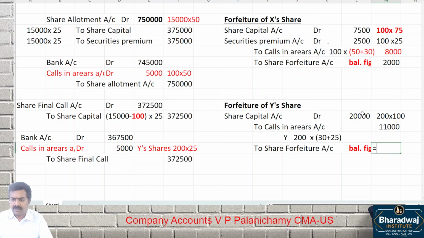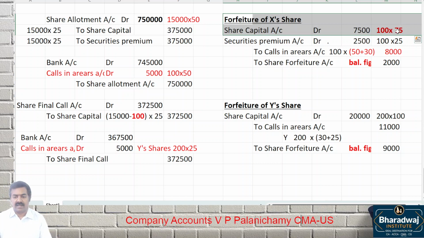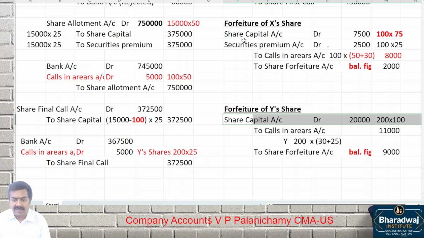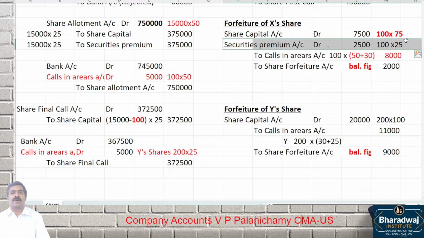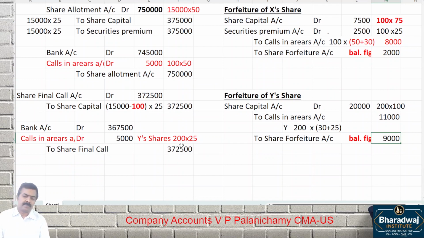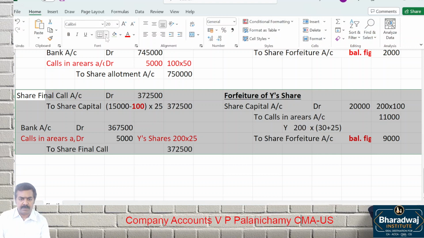Balancing figure will be which one? Share forfeiture. Once again, look at the difference. Excess share cancel பண்ணும்போது we debited only 75. Why? Shares were cancelled before final call. Here full 100 rupees is debited. Why? Shares are cancelled after final call. Here we also debited securities premium cancelled. Why? Premium was not paid. Here premium was collected, so no need to cancel it. Calls in arrear, first and final call. Balance goes to which account? Share forfeiture account. So forfeiture of Y share is also over. Take up this, then we'll proceed.